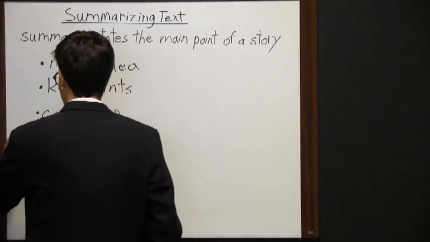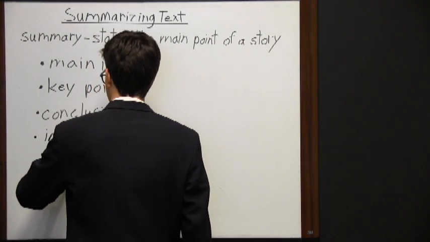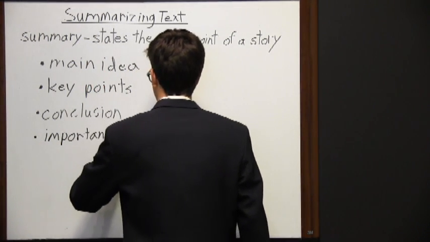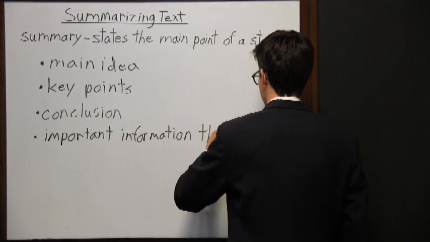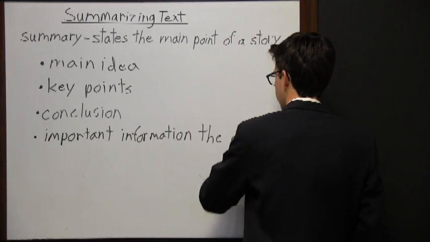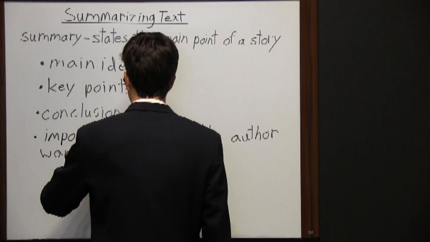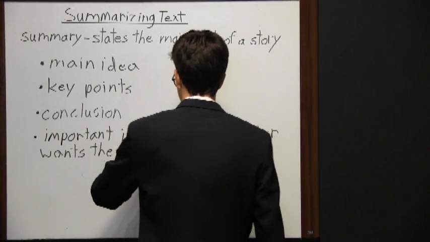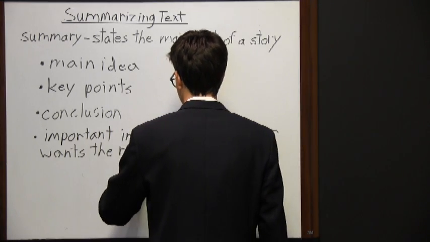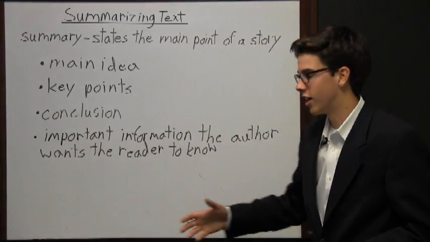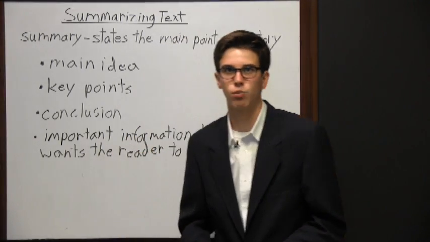And then the fourth point is kind of a longer one. Focus on important information the author wants the reader to know. So throughout the story, you may notice certain points that the author really wants the reader to understand. And so look for that important information and include that in the summary as well.